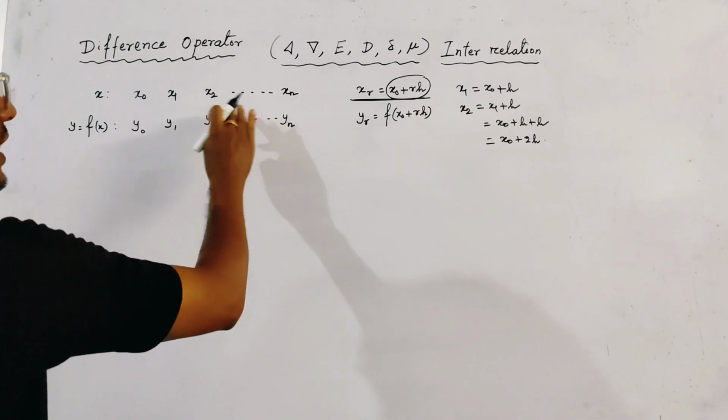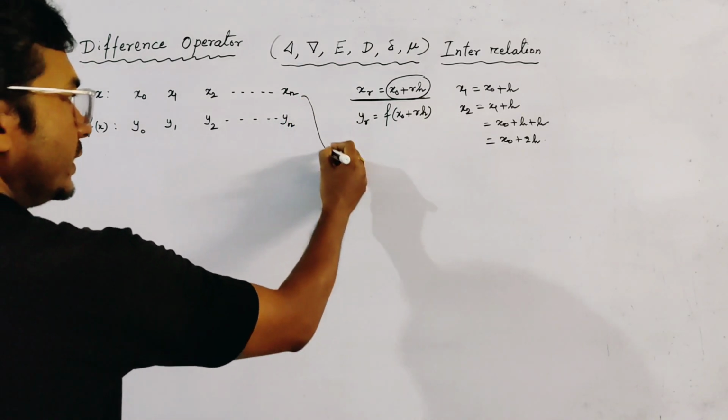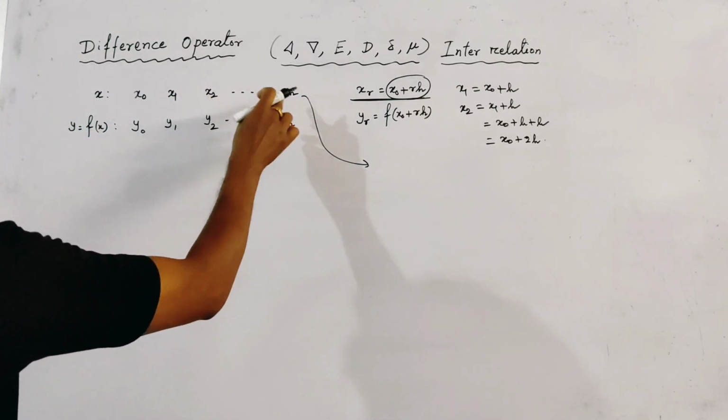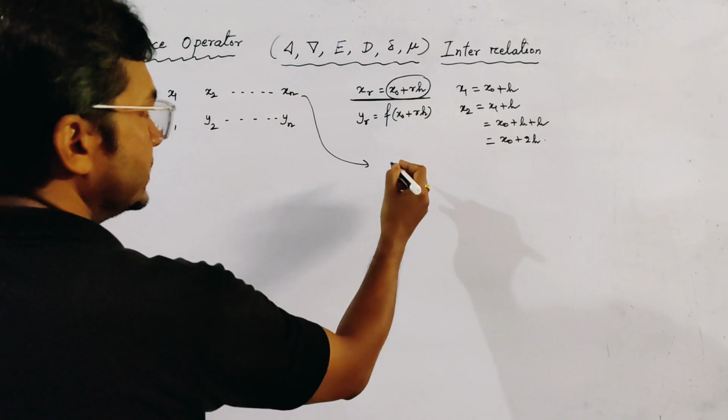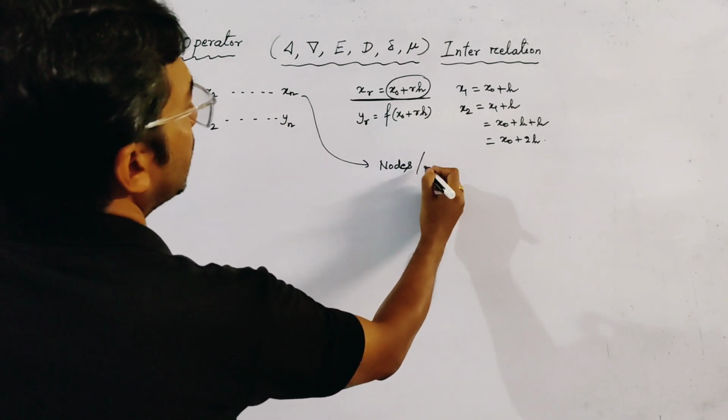Similarly we get all the points x0, x1 to xn, and these are said to be nodes or arguments.